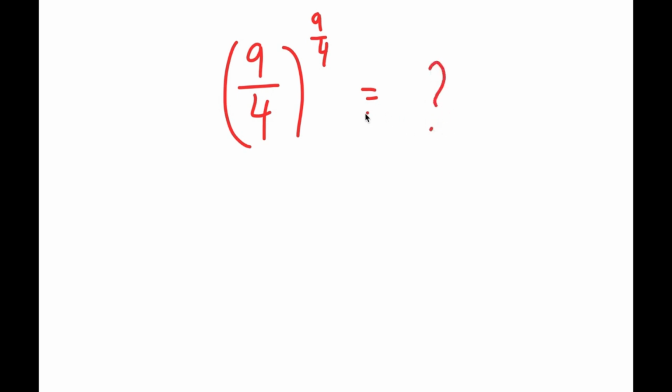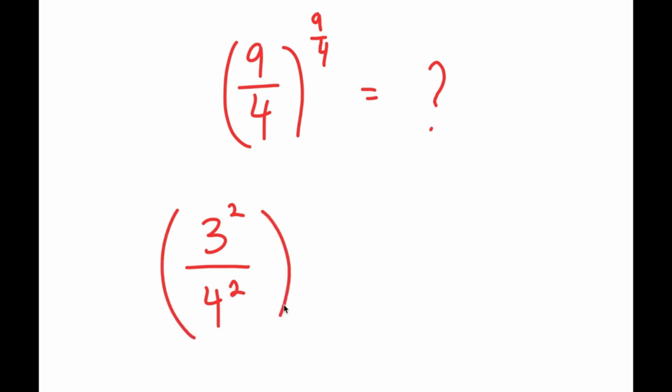Alright, so in this video, I have (9/4) to the power of 9/4. I want to find the value of this. To start, I'm first going to focus on what I have inside the parentheses. So I have 9 and 4, and I'm going to rewrite this as (3 squared over 4 squared) to the power of 9/4.